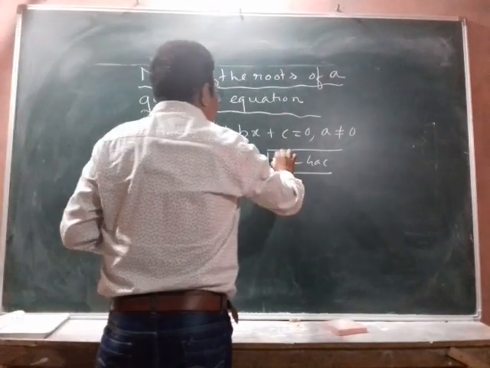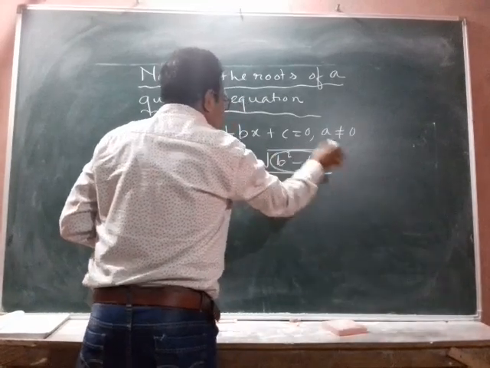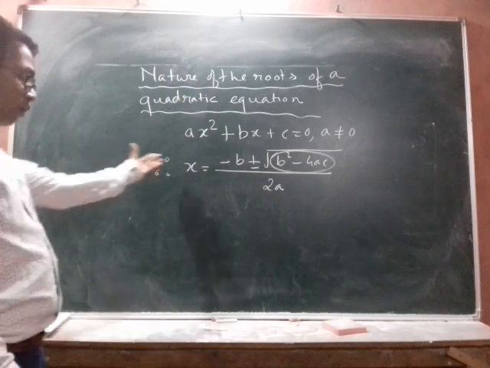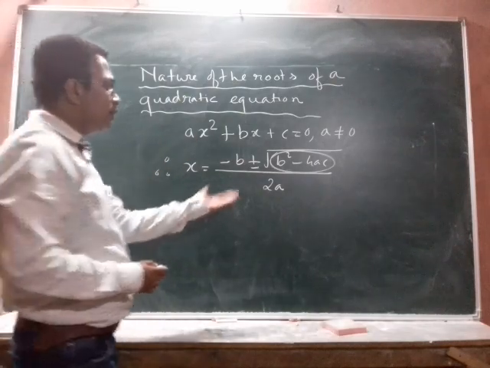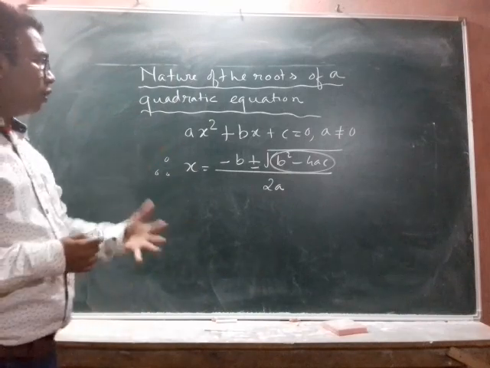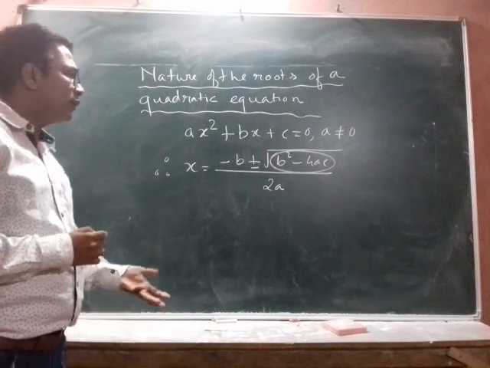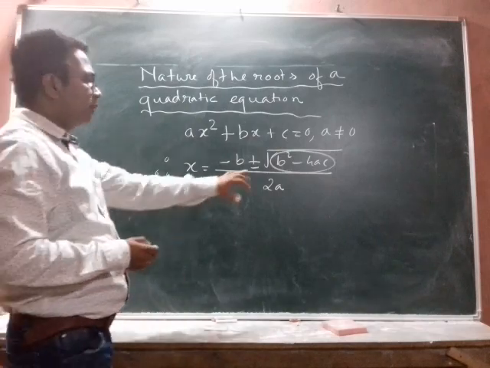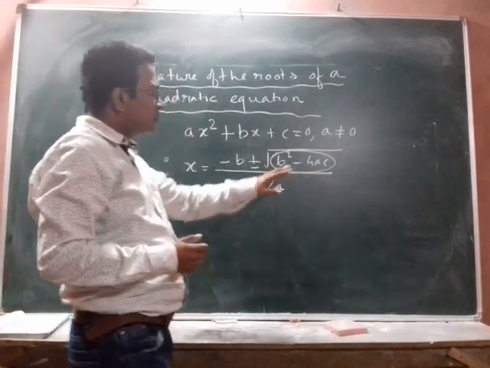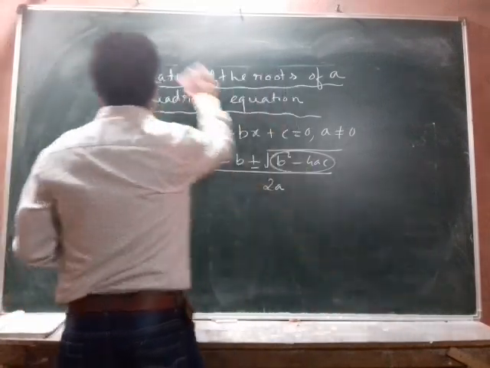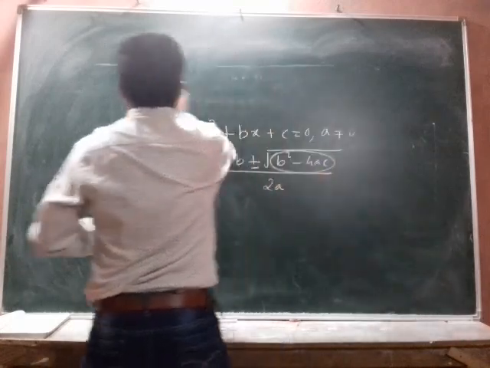So here this part plays a very vital role to know the nature of the roots. Before solving the quadratic equation, we can check this and come to know whether this equation is solvable or not, having real roots, not having real roots, or other natures of the roots. We can find out by using this one. And this part, b square minus 4ac, is known as the discriminant of the quadratic equation. So let us discuss this.